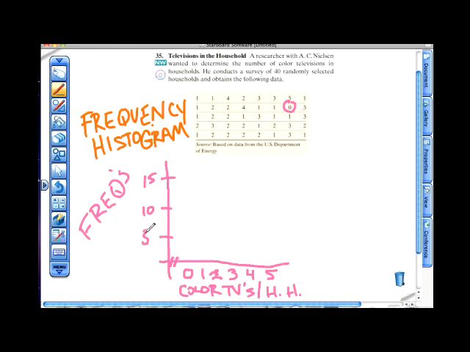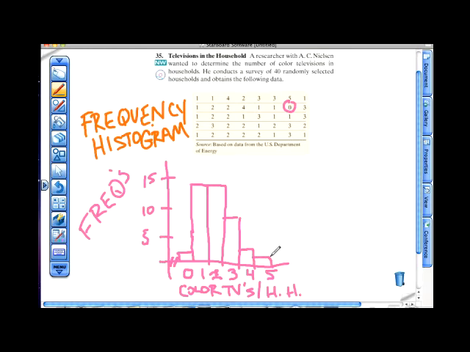5, okay. 1 in the 0 category. That would be like that. 14 in the 1 category. Something like that. 14 in the 2 category. 8 in the 3 category. 2 in the 4 category. And 1 in the 5 category.